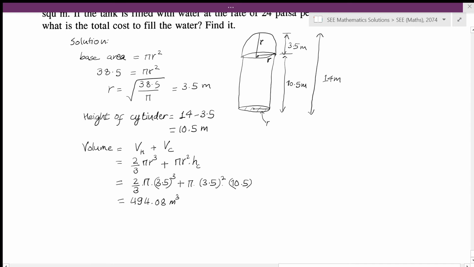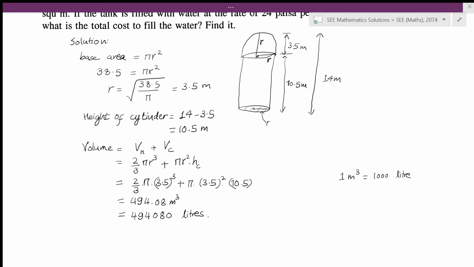But this volume is in meter cube, and what we should know is 1 meter cube is equal to 1000 liter. The 1000 liter tank that you have on your rooftop is actually of the volume 1 meter cube. So that means we have to multiply this volume by 1000 to get the volume in liters. So it will be 494,080 liter, multiplying by 1000. And now we know the cost of 1 liter.